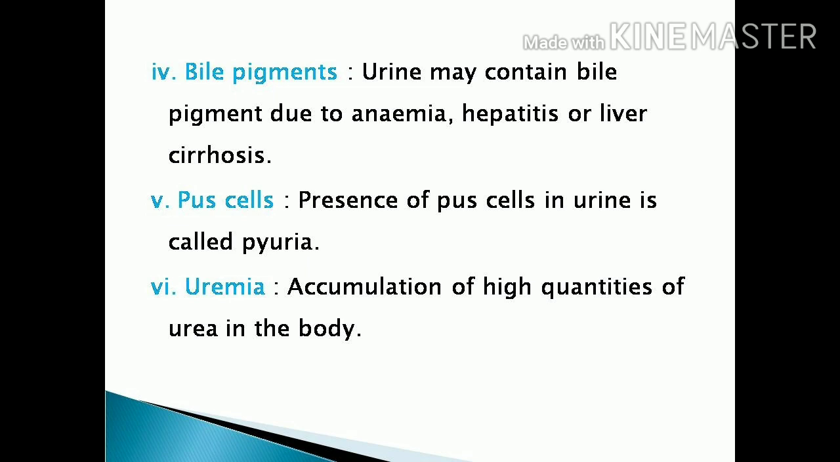Sometimes uric acid, being relatively less soluble in water, may crystallize and get deposited in the joints. That is called gout. So sometimes uric acid is not soluble in water, then it converts into crystallized form and is deposited in the joints. That is called gout.